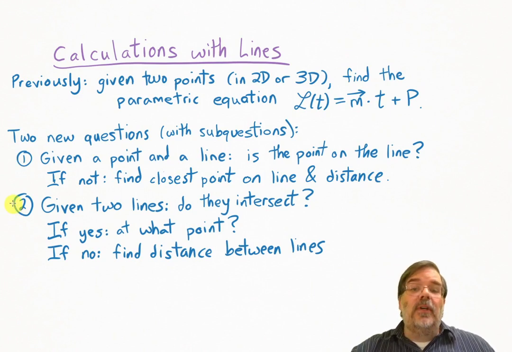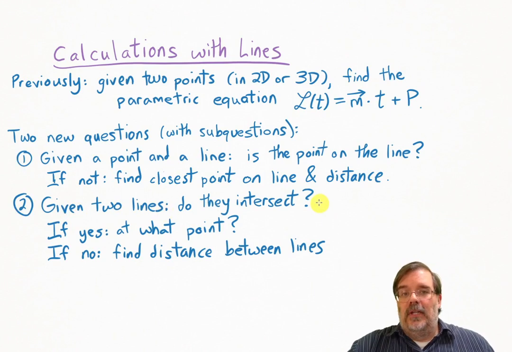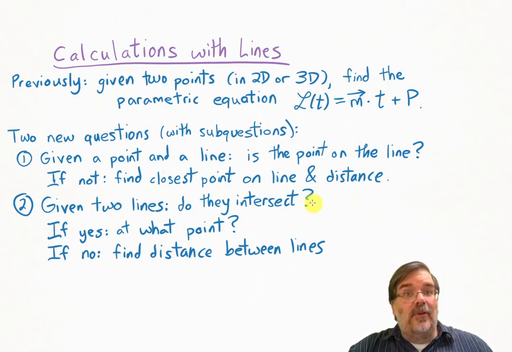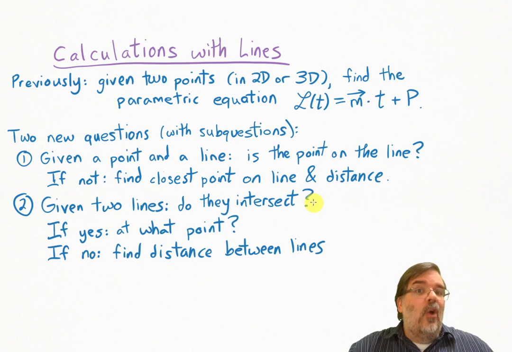Alternatively, if you're given 2 lines, you can ask the question, do those lines intersect? In 2 dimensions, this isn't a very interesting question because really you only have 2 cases. Either your lines are parallel or they intersect. But in 3 dimensions, it's a lot more interesting. You might have lines which are not parallel but also don't intersect. Those are sometimes called skew lines.